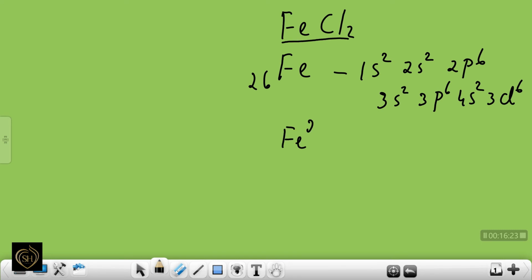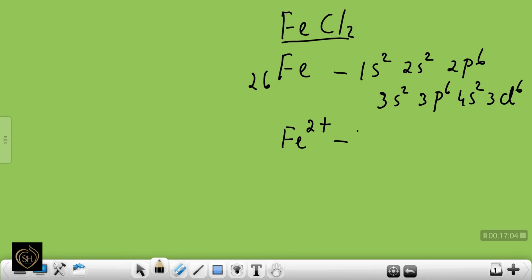So the oxidation state is Fe2 plus. So when this transition element takes part in a chemical reaction, they lose electrons from the outermost 4s subshell as well as from the penultimate 3d subshell. So in the case of D block elements, when they take part in chemical reactions, they lose electrons from the outermost shell as well as the penultimate shell. That means from the 4s subshell and from the 3d subshell.